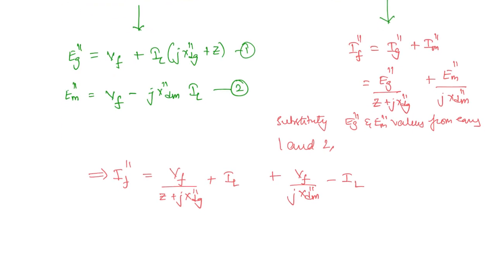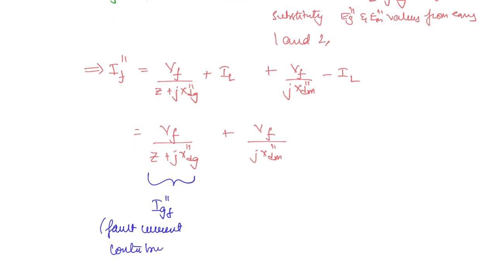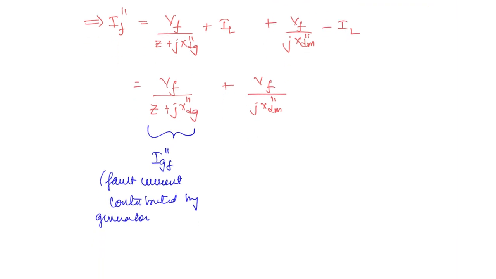Now what will be left out? Vf by Z plus Jx dg double dash plus Vf by Jx dm double dash. This part here we often write as Igf double dash. So this is the fault current contributed by generator. And note that this is not the same as the current flowing from the generator. So this is not equal to.